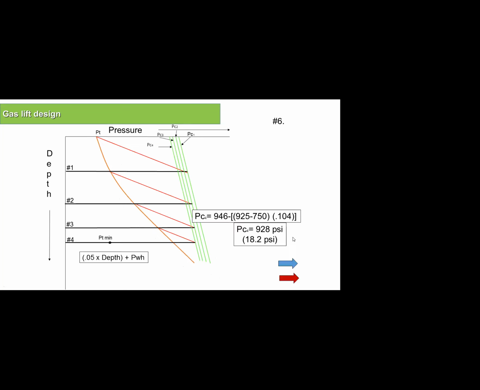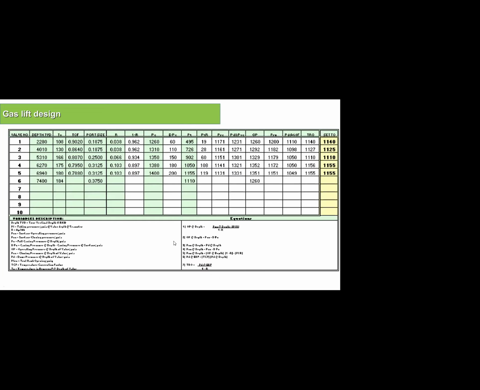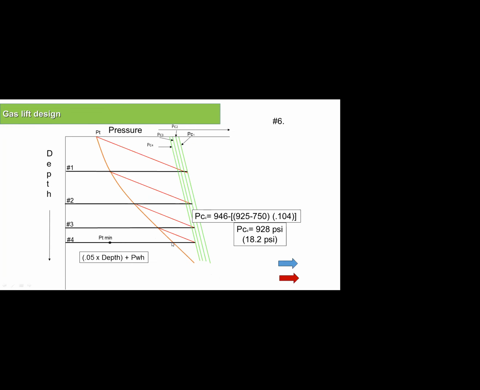So this is what I want to reach. This is my operating valve. I'm producing from this valve, okay? But I have before it three valves. These are used as unloading valves.